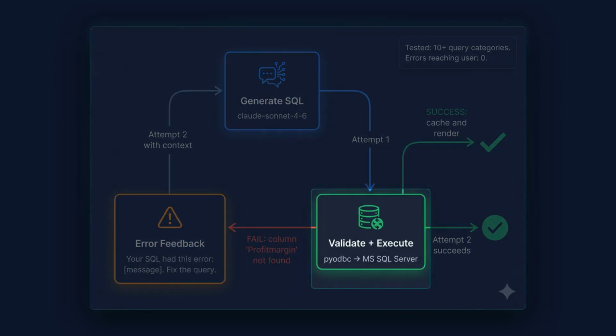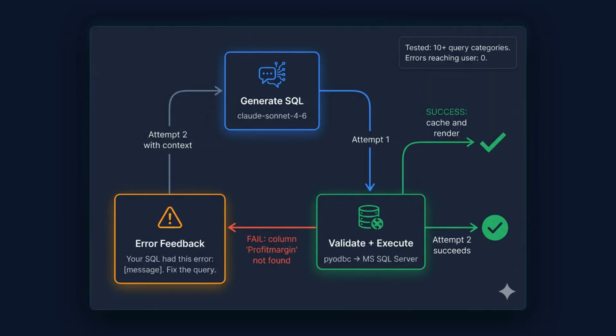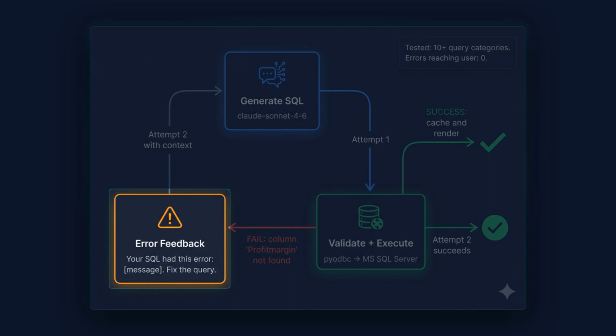Layer 2 runs after the model and before the database. 7 automatic post-processing fixes that rewrite the model's repeat mistakes. Stripping markdown fences. Injecting a missing over clause. Cheap, deterministic, and invisible. And layer 3 is the safety net. If a query still fails against the live database, the exact error message feeds back into the next attempt, up to 3 tries. The user never sees any of this. No stack traces, no broken cards.